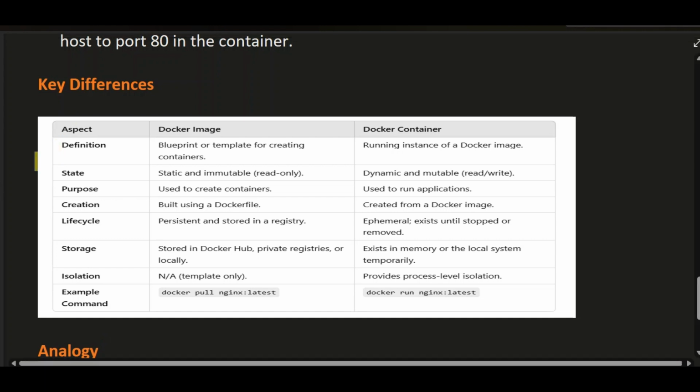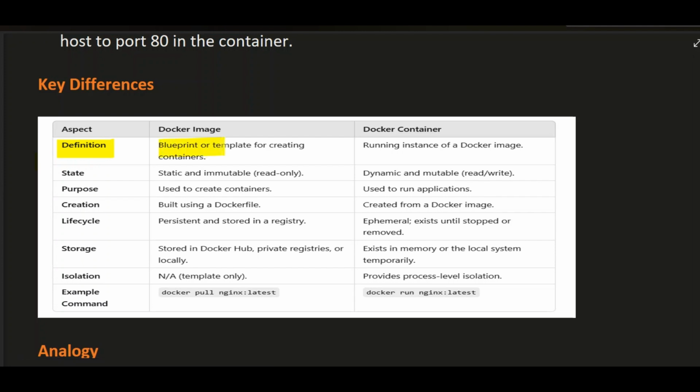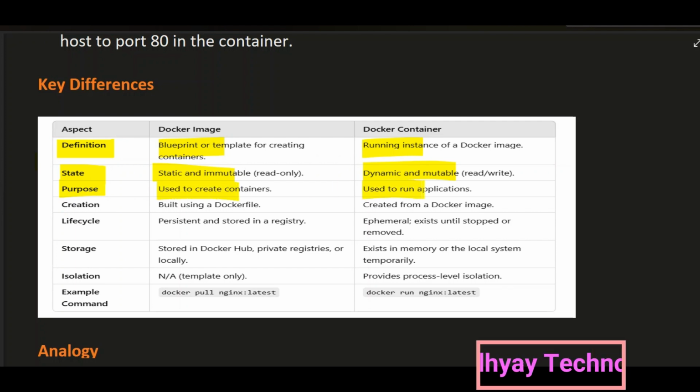Definition. Docker image, a blueprint or template for creating containers. Docker container, a running instance of a Docker image. State. Docker image, static and immutable, read-only. Docker container, dynamic and mutable, read/write. Purpose. Docker image, used to create containers. Docker container, used to run applications.